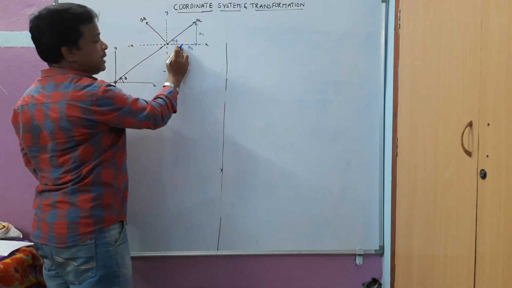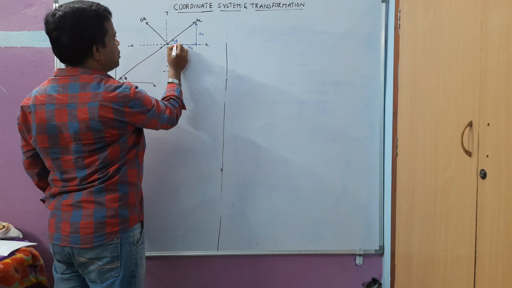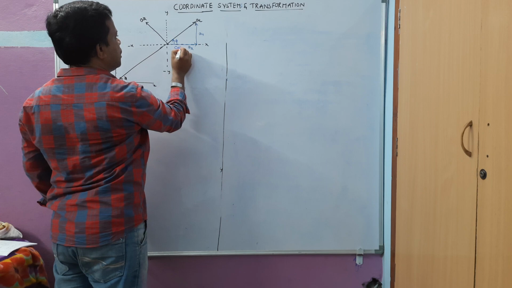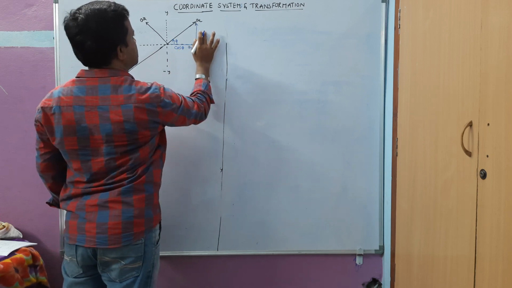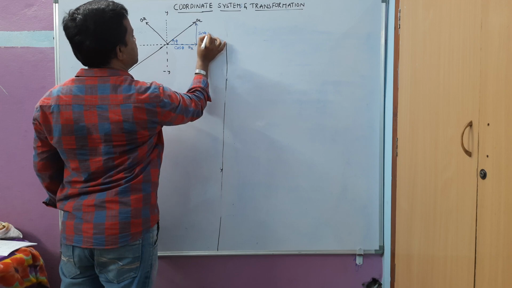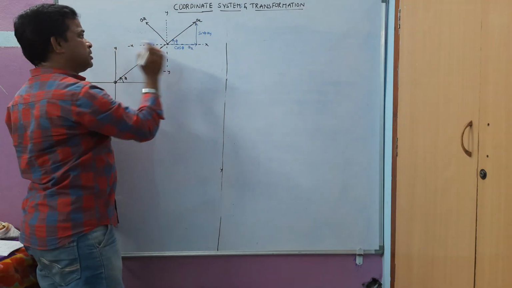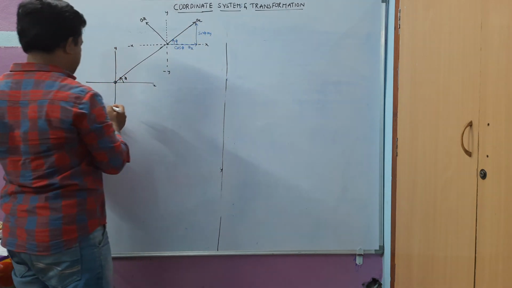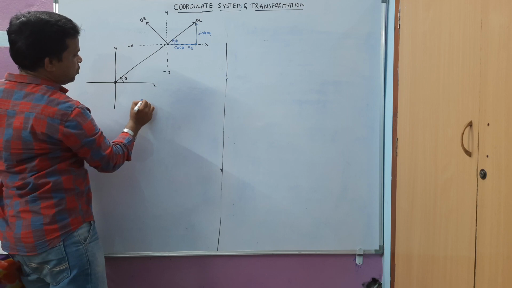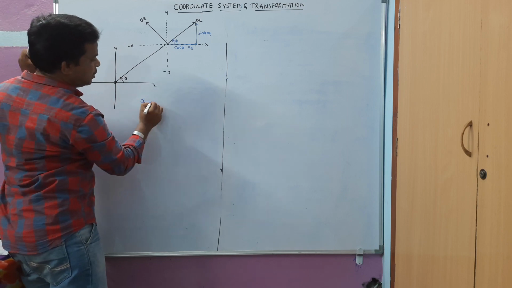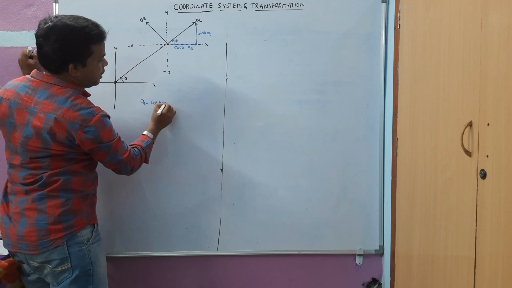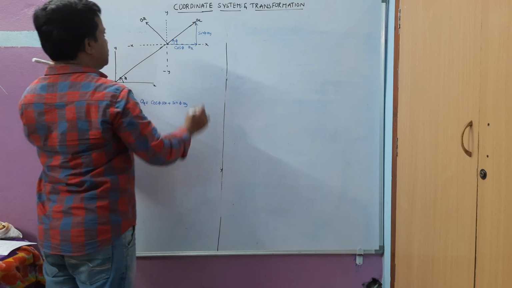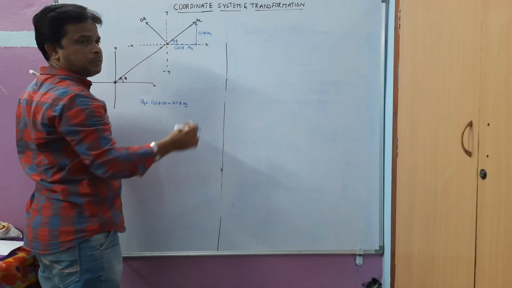So this side I will get the component as cos phi, that is the cos component, and the sin component, sin phi ay. So the addition of these two components will result in this component here. So I can write the unit vector a rho is equal to cos phi ax plus sin phi ay. That's all.